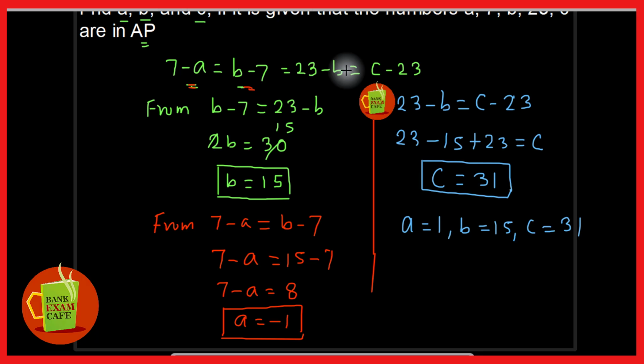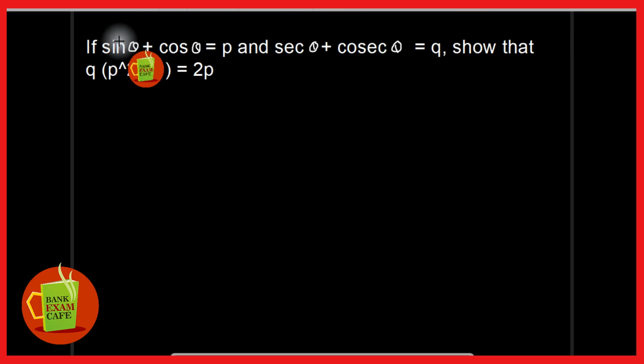Now let us move to the second question. If sin theta plus cos theta is equal to P and sec theta plus cosec theta is equal to Q, show that Q into bracket P square minus 1 close the bracket is equal to 2P. Here P is equal to sin theta plus cos theta and Q is equal to sec theta plus cosec theta, and we have to prove this.